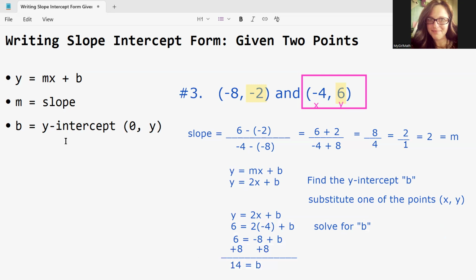Now we can write the equation y equals 2x plus 14. And that is the equation of the line that passes through these 2 points.